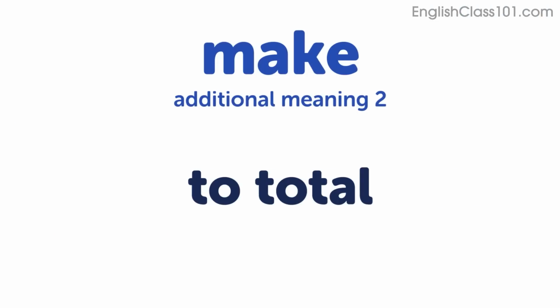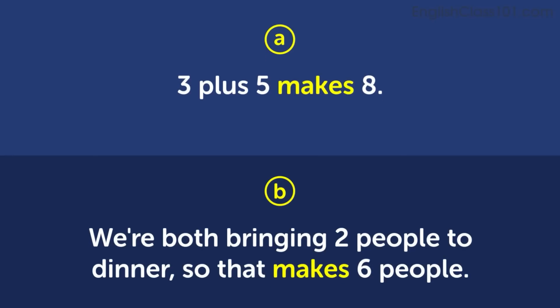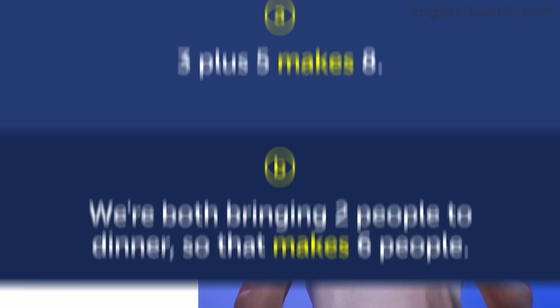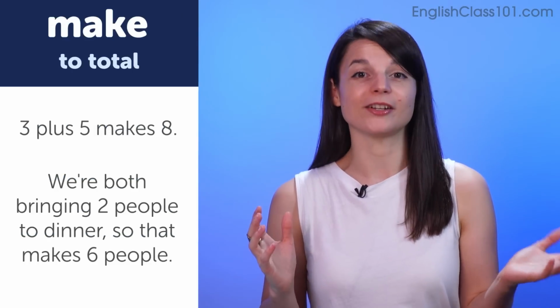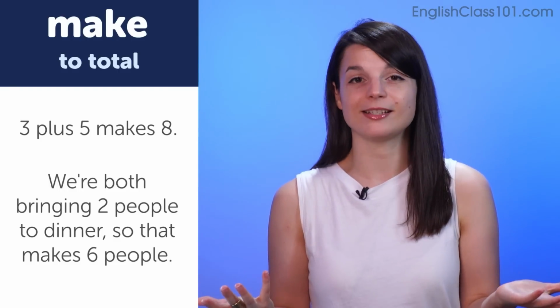The next additional meaning is to total. Let's look at some examples. 3 plus 5 makes 8. We're both bringing 2 people to dinner, so that makes 6 people. So this use of make is quite easy to understand. We can replace make with total in these sentences.